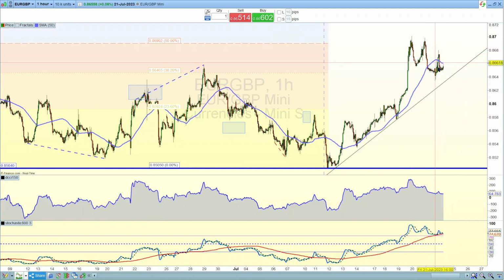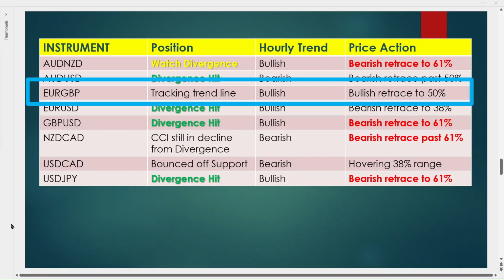Look, it may well bounce and break below this trend line, but we're not going to put any merit on that at the moment. So next on the list, we've got the Euro US.